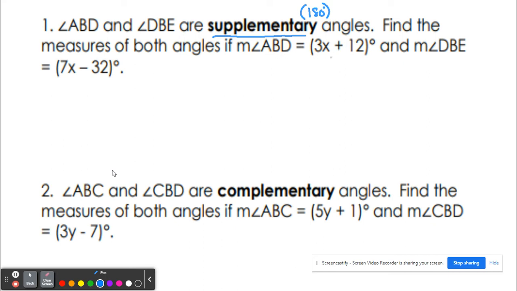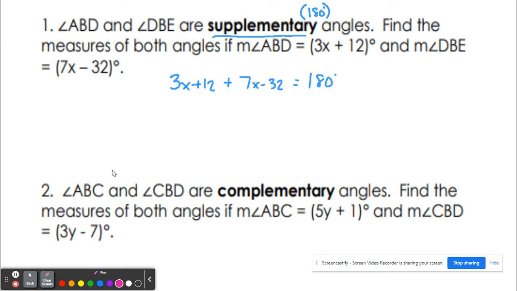So we're going to take what we've learned from the previous section, the sum angles, the angle addition postulate. So we're going to sum these two angles together. So we're going to take angle ABD, which is 3x plus 12, and we're going to add angle DBE, which is 7x minus 32. And we know that both of those together make 180 degrees. And then I just solve this equation.